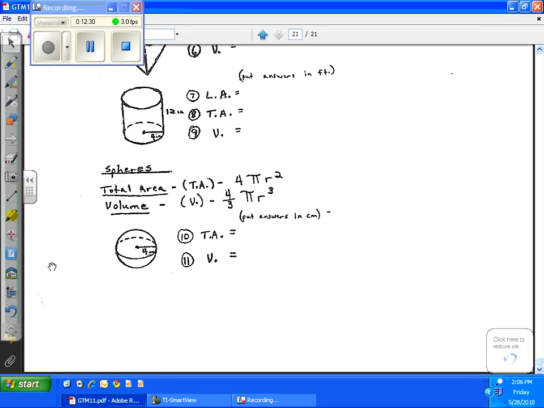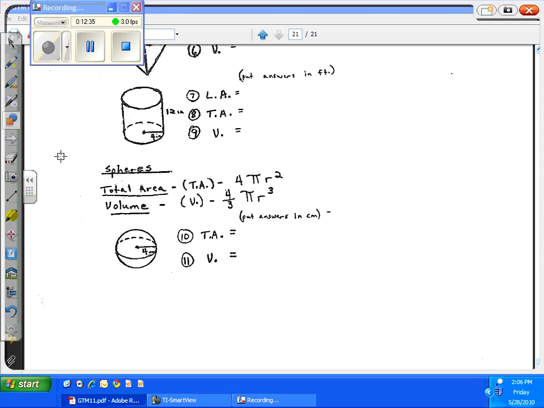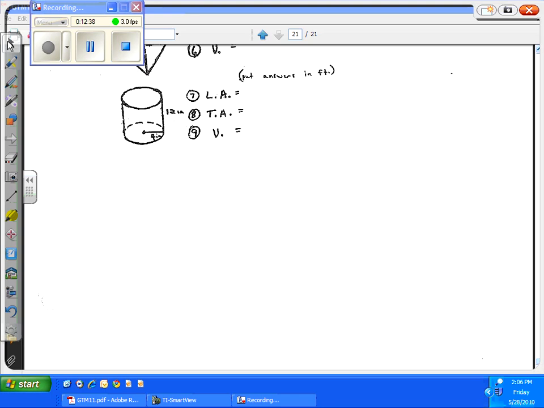For 7 through 9, it wants the answers in feet. It was given in inches, so we'll have some conversions to do here. We want the lateral area. To find the lateral area, you take the perimeter of the bottom, which in the case of a circle is circumference, and circumference is 2 times pi times the radius of 4 inches. That would be the base of the folded out rectangle times the height of the prism, 12 inches.